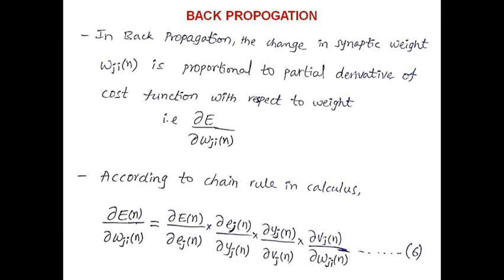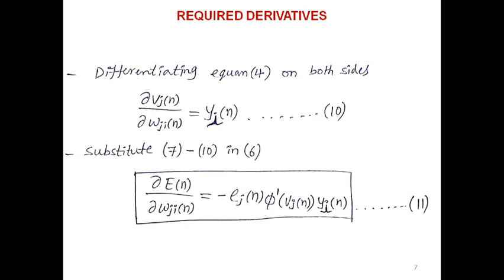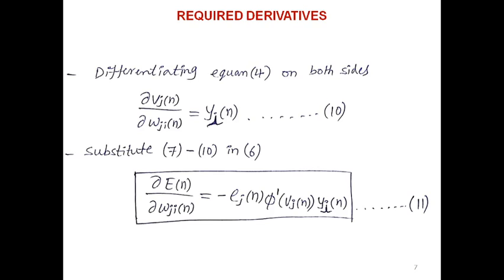The sixth equation is this one. In this equation, dou e of n by dou wji of n has 4 terms on the right side, and we derived those 4 terms after differentiating, in equations 7, 8, 9 and 10. By substituting these into the sixth equation, you will get minus ej of n. From the seventh equation, ej of n; from the eighth equation, minus 1; from the ninth equation, phi dash vj of n; from the tenth equation, yi of n. All these 4 are multiplied and kept on the right side of dou e of n by dou wji of n in the 11th equation, that is equal to minus ej of n phi dash vj of n into yi of n, that is equal to dou E of n by dou Wji of n.